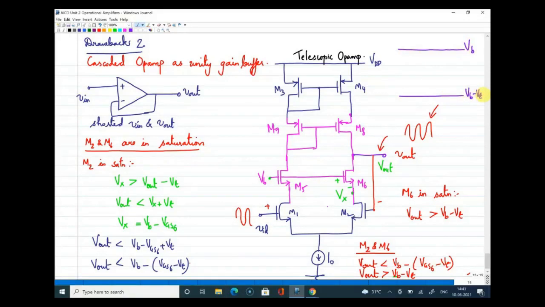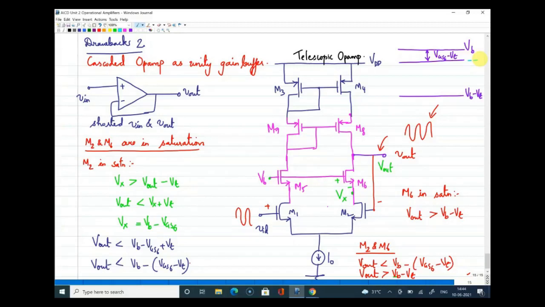Now your output voltage should be greater than Vb minus Vt, maybe the bottom level. This is Vb minus Vt. And at the top level, the output should be lesser than Vb minus 1 overdrive. So if I am marking some VGS6 minus Vt, which is 1 overdrive, then the level which I am marking in this color will be Vb minus 1 overdrive.